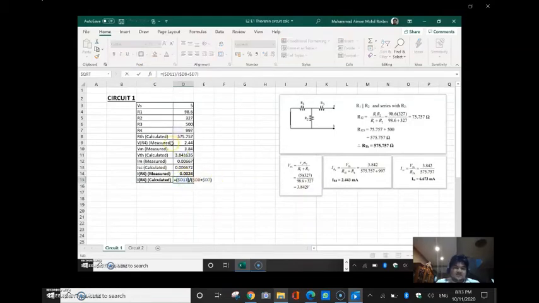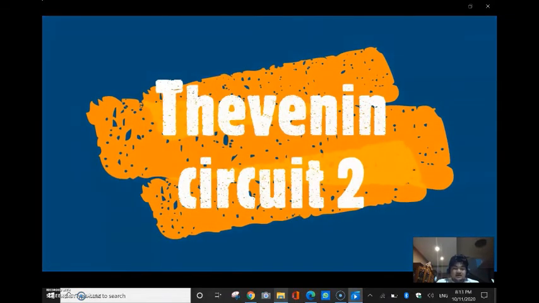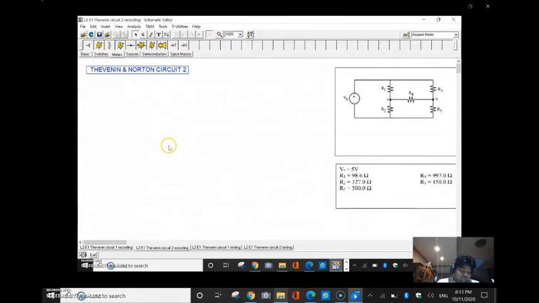As you can see, the values that have been calculated using the formulas and the values that are being measured are very close to approximating each other, VM and VTH. Next, we'll move to the second circuit, circuit number 2.